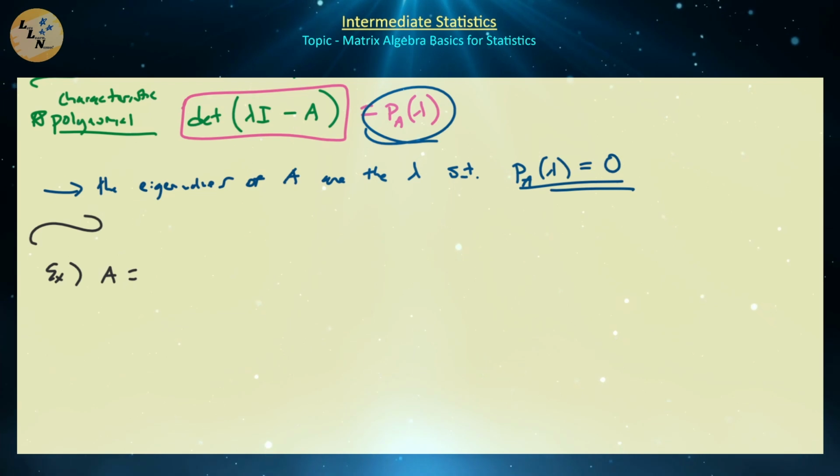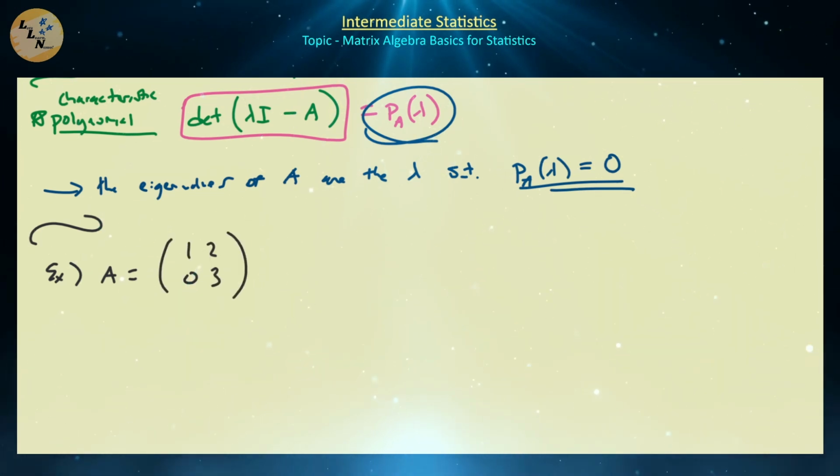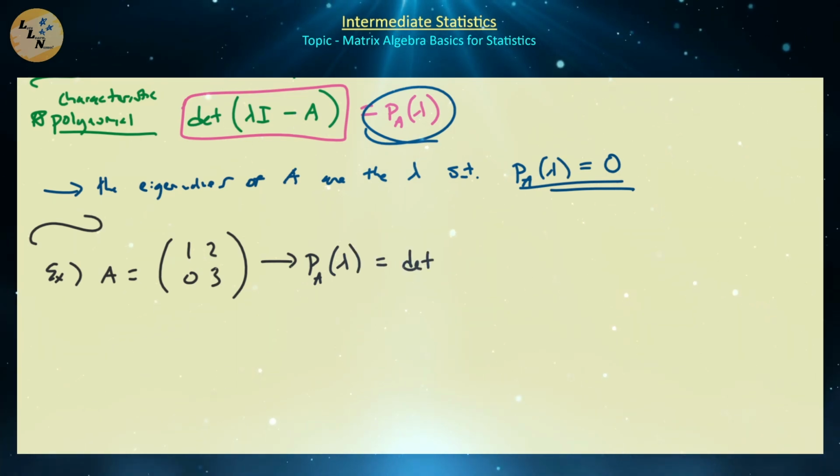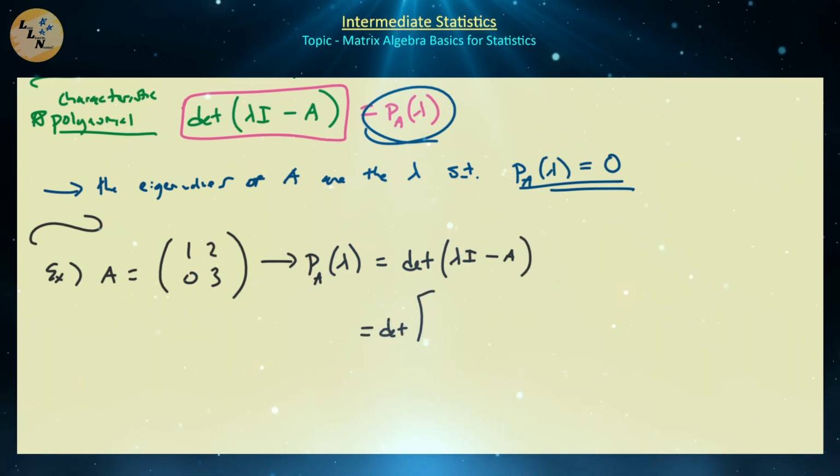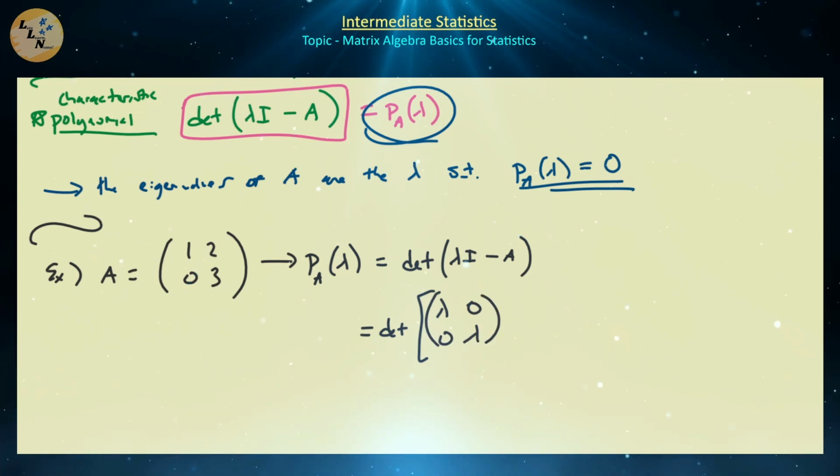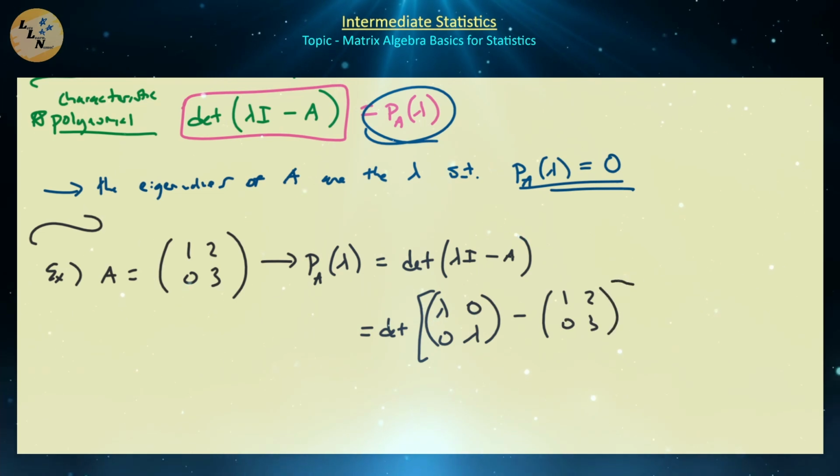So let's assume we have the matrix A, which is 1, 2, 0, and 3. So if you want to find the eigenvalues of this particular matrix, you need to find the characteristic polynomial first. So the characteristic polynomial of this matrix A is going to be equal to the determinant of lambda I minus A. So that's going to be the determinant of the matrix lambda, 0, 0, lambda, so it's just the identity matrix with lambdas on the diagonal, minus 1, 2, 0, and 3.